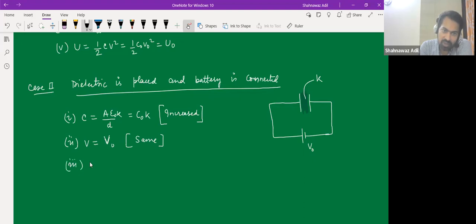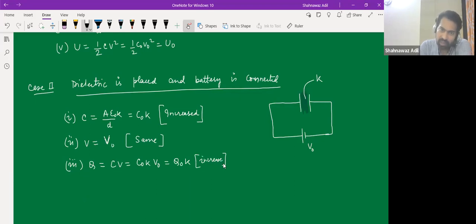What about charge? So this is CV, right? C is C naught K and V is V naught. So this would be C naught V naught, which is Q naught, times K. So is this increased or decreased? Increased, right? So this is increased.